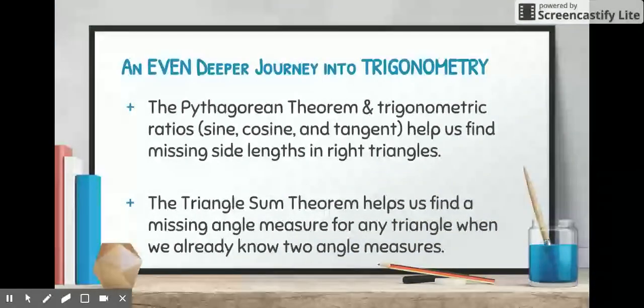So what we've learned so far in our trigonometry unit is that the Pythagorean theorem and trigonometric ratios, sine, cosine, and tangent, help us find missing side lengths in right triangles. And we know that the triangle sum theorem helps us find missing angle measures in any triangle when we already know two angle measures, which is pretty cool. But it won't help us with a situation like we saw on the previous slide.